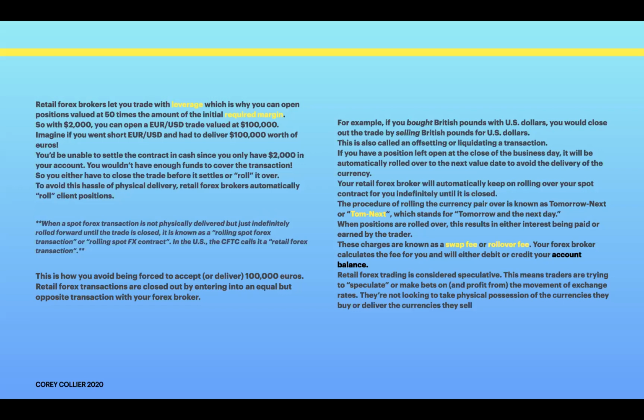So guys, with a swap fee, if the interest rate is right on that currency, whatever you're trading against, I think if it's positive, then you'll get some interest. You'll get some money added to your account. It's pretty crazy. Retail Forex trading is considered speculative. This means traders are trying to speculate or make bets on and profit from the movement of exchange rates. They're not looking to take physical possession of the currencies that they buy or deliver the currencies that they sell.